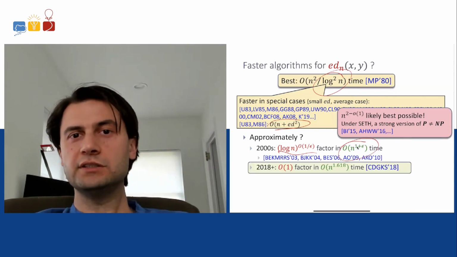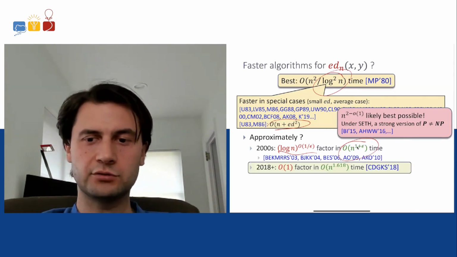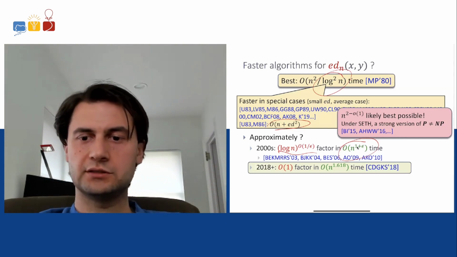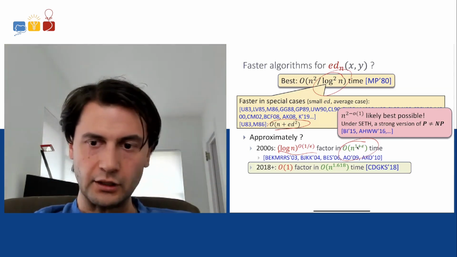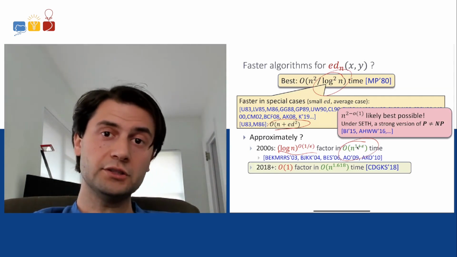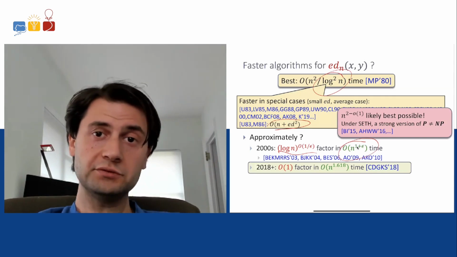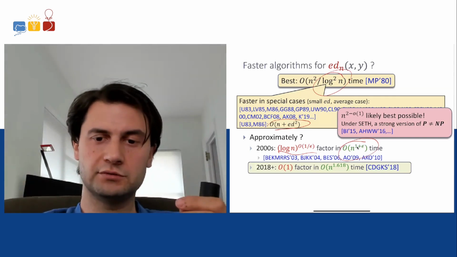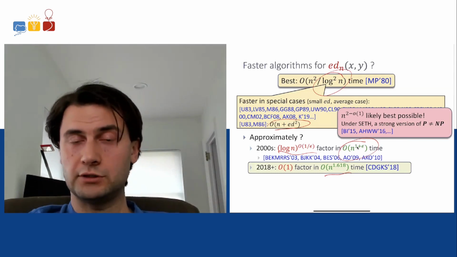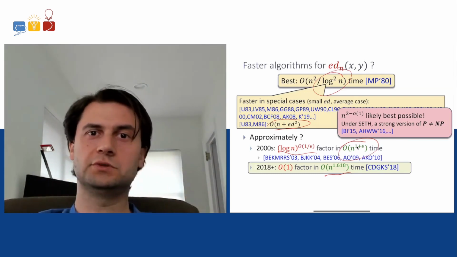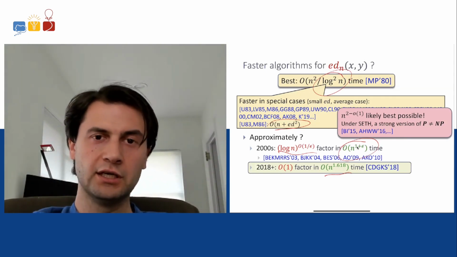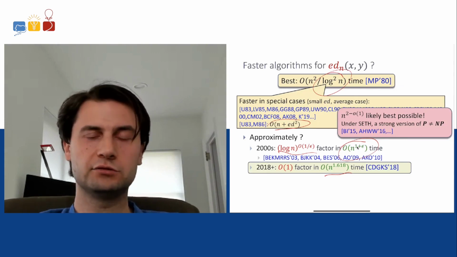And then in 2018 came a big breakthrough by Chakraborty, Das, Goldenberg, Koucký, and Saks, who showed that you can achieve a constant factor approximation in time which is this n to the 1.6 roughly, which is sub-quadratic. Okay, so this was a big breakthrough. It won the best paper award at FOCS, and has led to much more research.